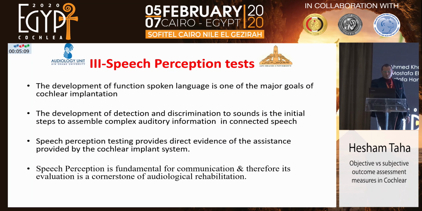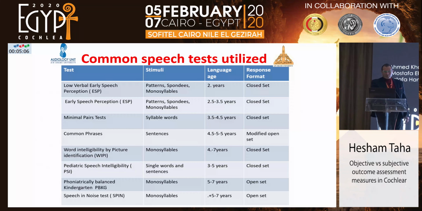Accordingly, this is the cornerstone of audiological rehabilitation. I'm going to discuss them briefly. We have the low verbal early speech perception test. This is for kids around 2 years old. We utilize real objects, and it is closed set. We have the early speech perception tests for higher age from 2.5 to 3.5, and it's also closed set.